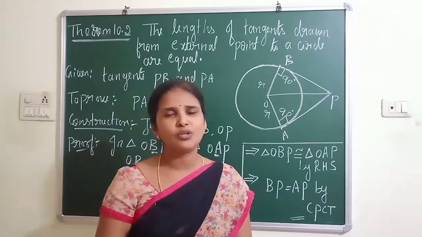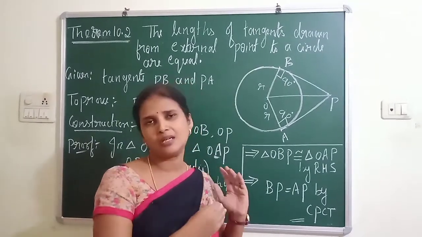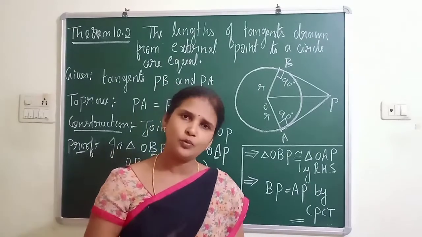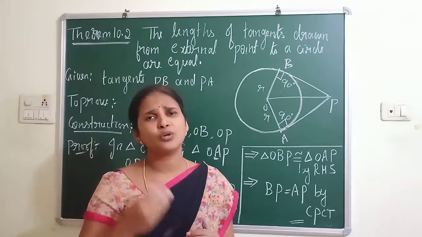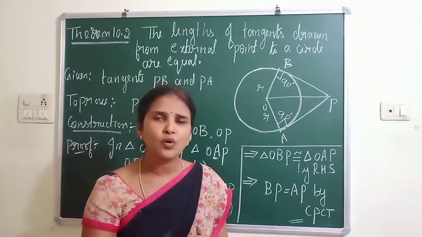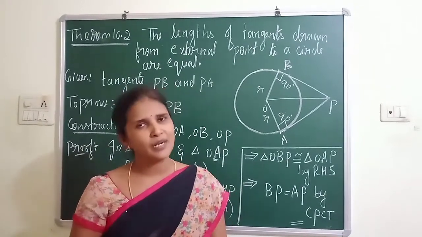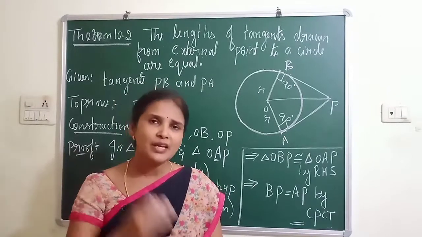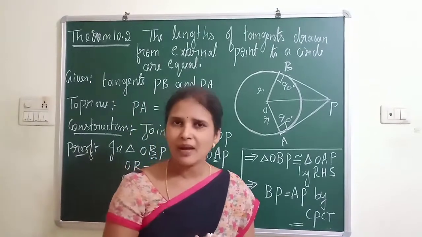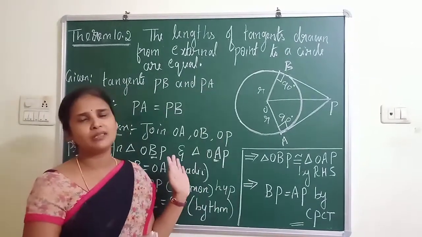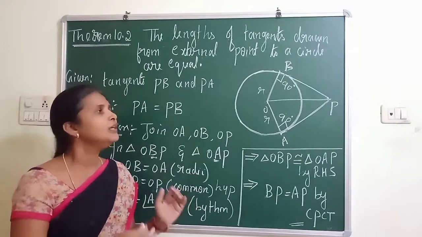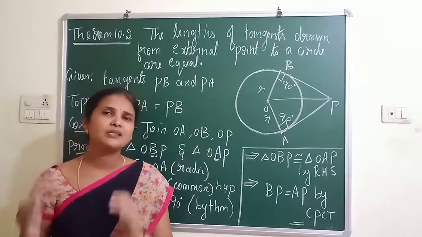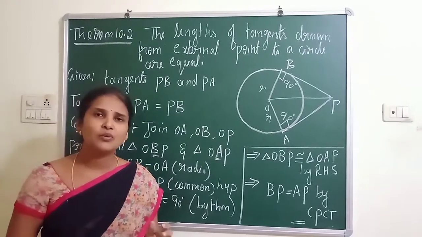So in this chapter, you have only 2 theorems, that is theorem 10.1, which we already proved. What is theorem 10.1? The radius drawn to the tangent at the point of contact is always perpendicular to the tangent. That is a very important theorem which you may get for 2 marks. And the other important theorem is 10.2, where we concluded and proved that the 2 tangents drawn from the external point are always equal in length.